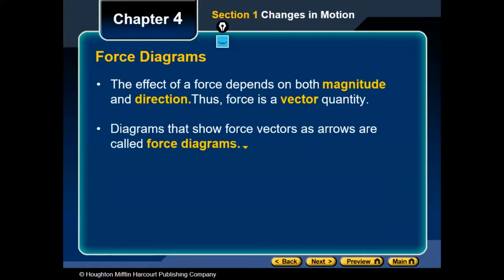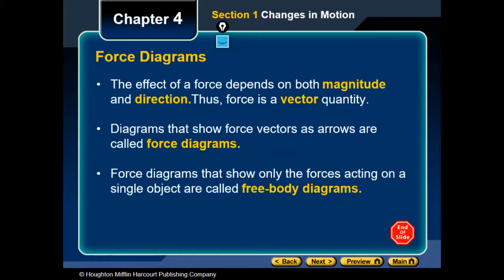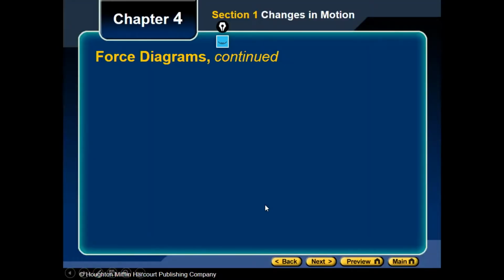Now we have two kinds of force diagrams. We have the force diagram and the free body diagram. What is the difference between both? In a force diagram, we will draw all of the arrows for all of the actions. But in a free body diagram, we will focus just on the body, on the object. Look at this picture to understand.